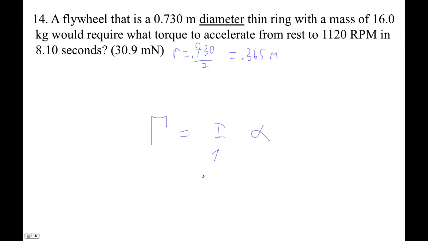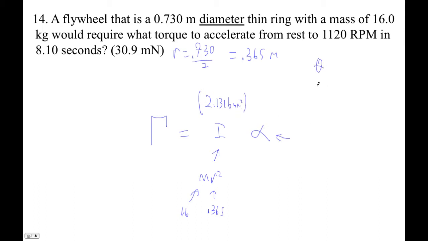And so this is a thin ring, right? So it's m r squared, and m is 16, and r is 0.365. So let's figure this out. 16 times 0.365 squared is 2.1316. So ultimately that's kilogram meters squared.